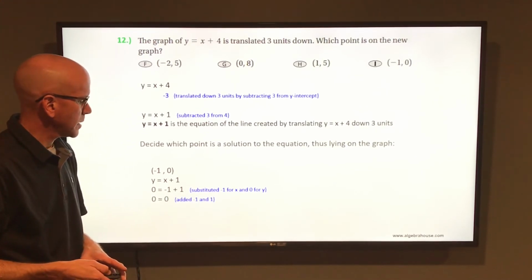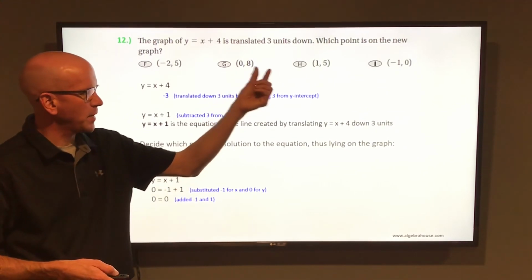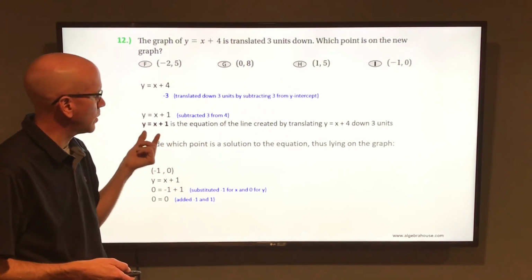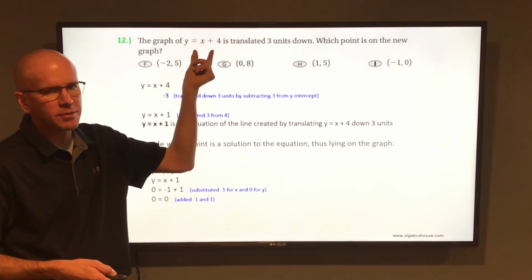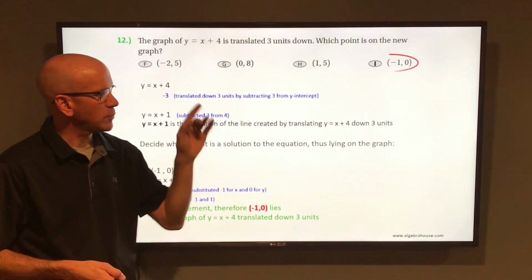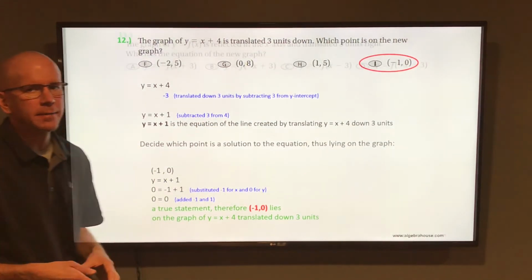0 equals 0. So that's a true statement. That means that point, negative 1, 0, lies on the graph of this equation, y equals x plus 1. And this equation is the equation y equals x plus 4, shifted down 3 units. So negative 1, 0 is the point we're looking for, letter I.